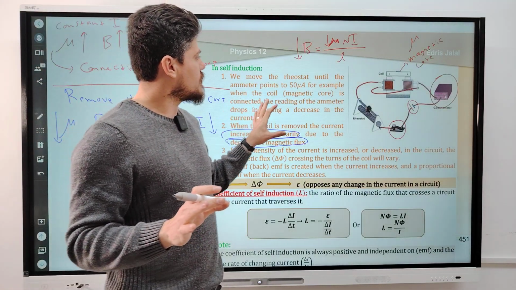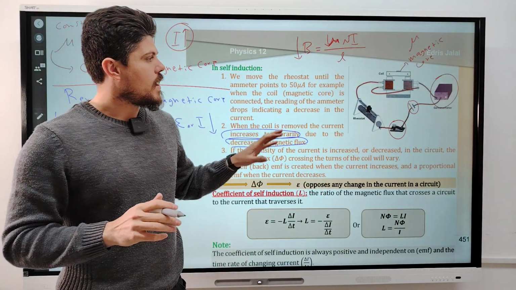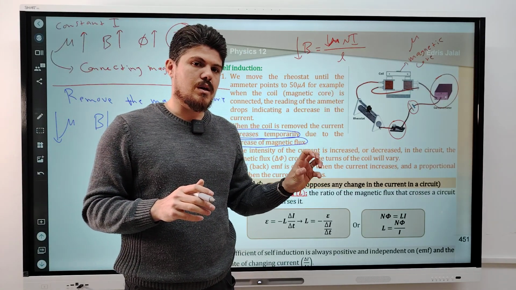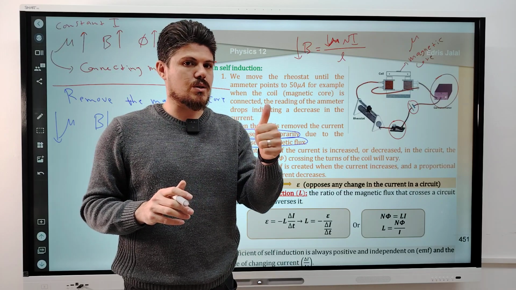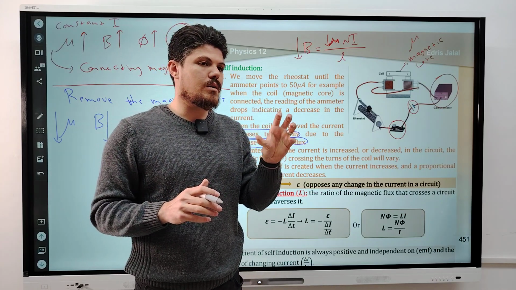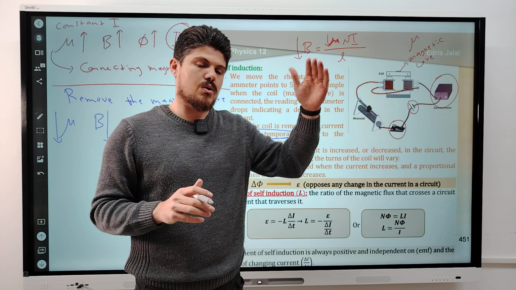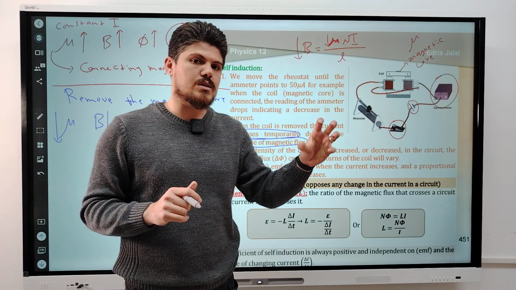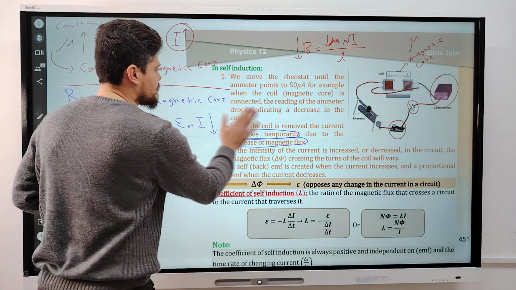So the conclusion of the first step in this experiment: when does the reading of the ammeter drop? When we are connecting the magnetic core. So when does the reading of the ammeter increase, or the current increase? When the magnetic core is removed. Okay.